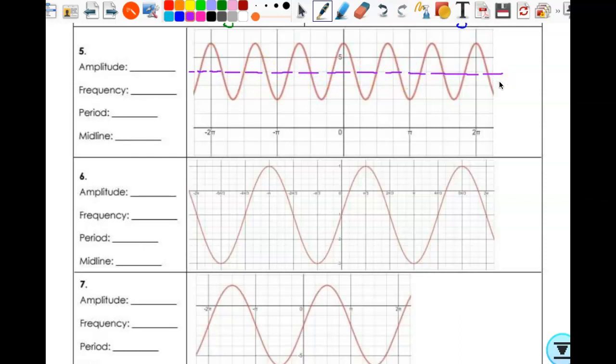So that tells me my midline is y equals what? 4. Because I'm at 4. It's the equation of the line. What is my amplitude then? 2. Okay? Because the amplitude is just right here. It's 2.